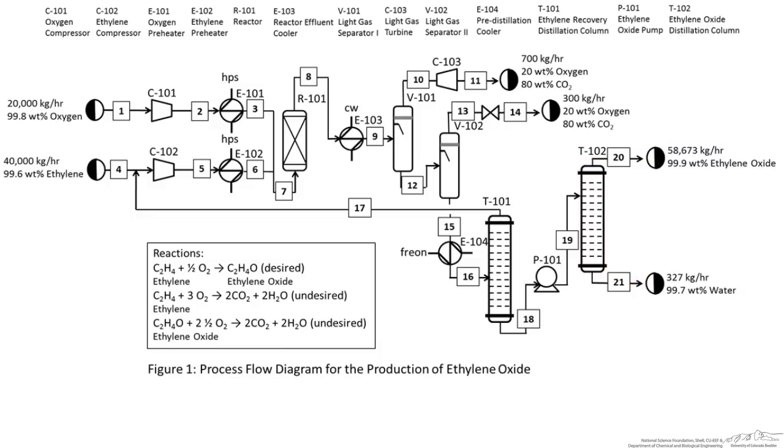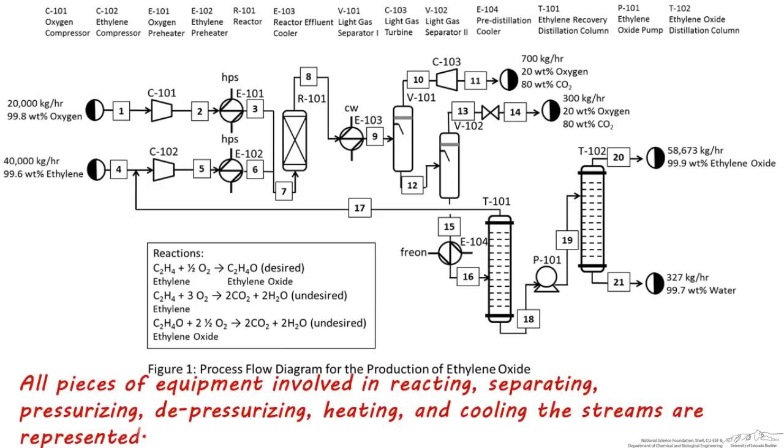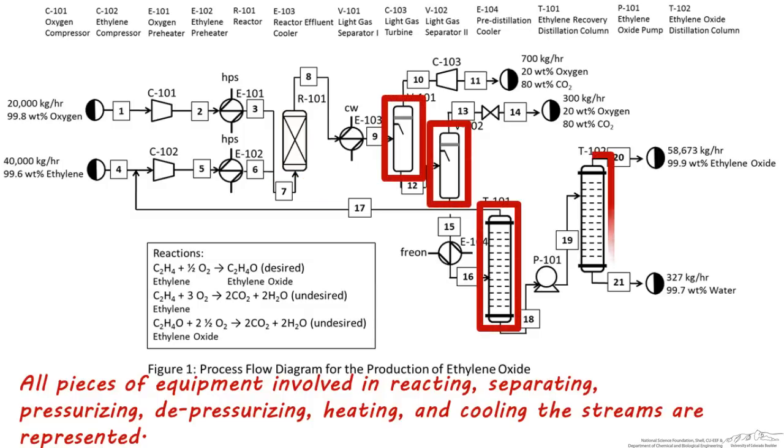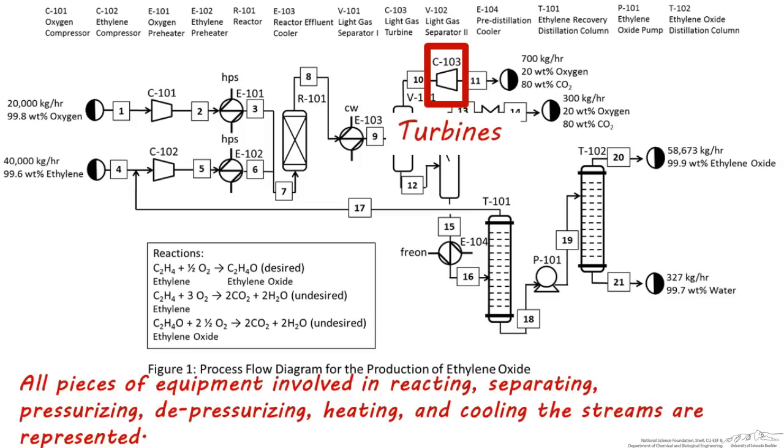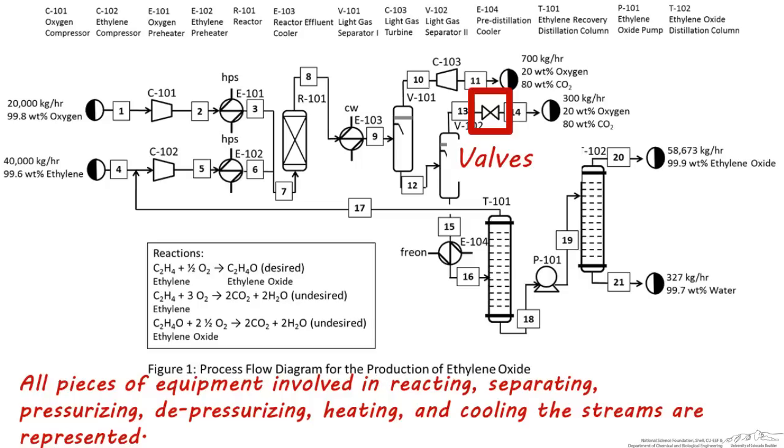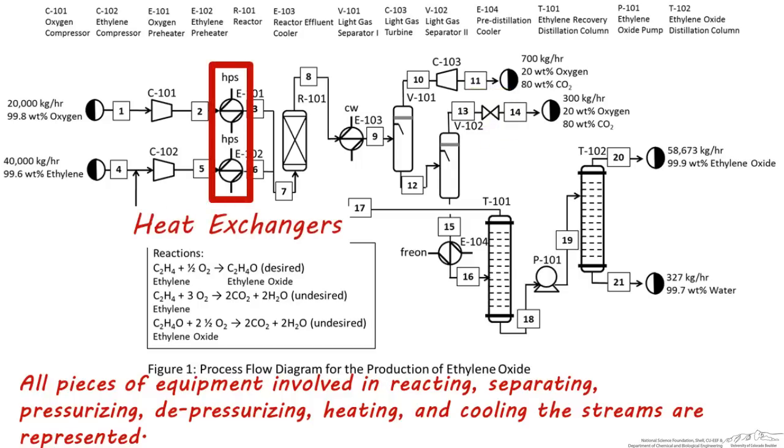Let's next look at some basic characteristics of this diagram. All pieces of equipment involved in reacting, separating, pressurizing, depressurizing, heating, and cooling are represented. The equipment shown include reactors, all separators, including single-stage separators or flashes, compressors for pressurizing gases, pumps for pressurizing liquids, turbines for depressurizing gases and vapors, valves for depressurizing gases or liquids, heat exchangers for heating and for cooling.